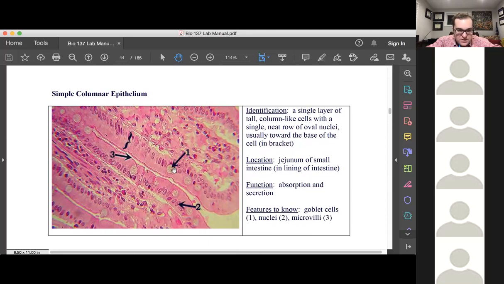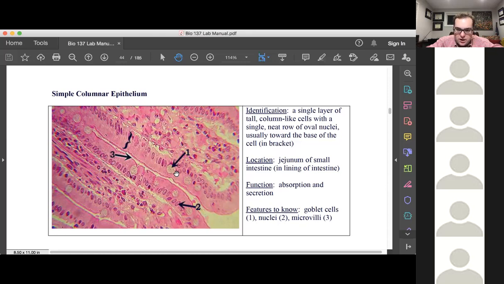Number one, that is a goblet cell. Goblet cells are specialized cells that are involved in secretion of, I want to say, types of proteins. It may be pepsin or it may be an acid, hydrochloric acid. I'll have to Google what it may be. I think goblet cells are part of what secretes your stomach acid. Something involved there.